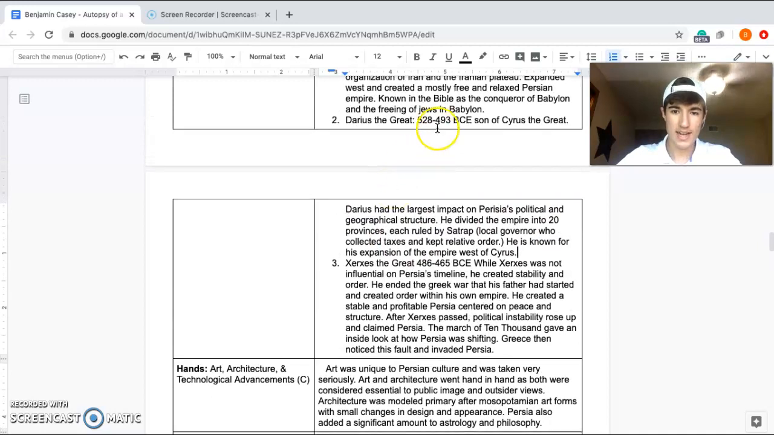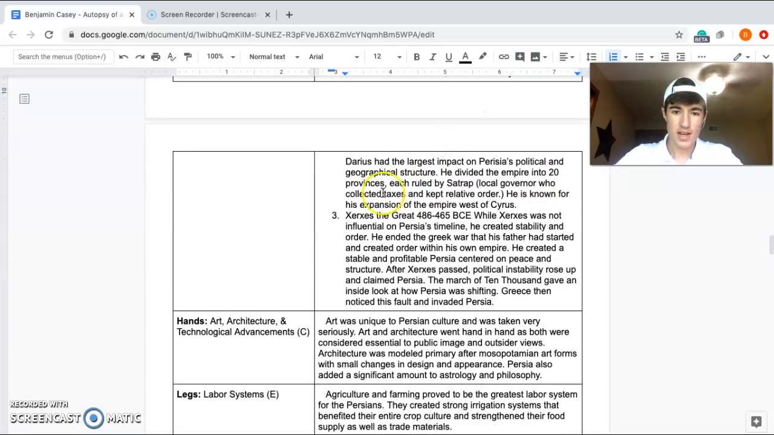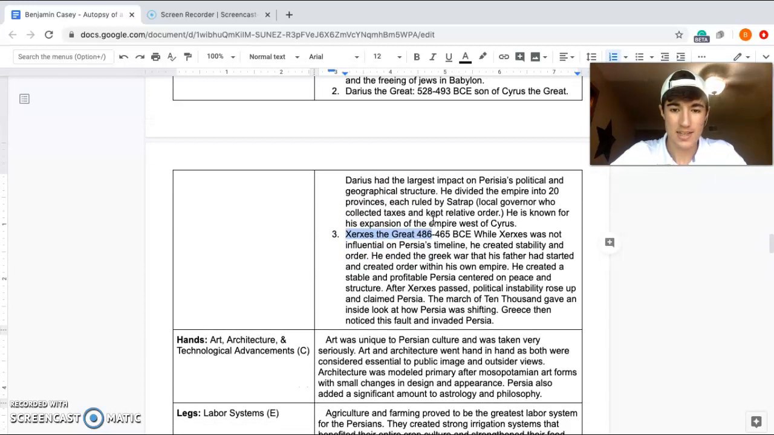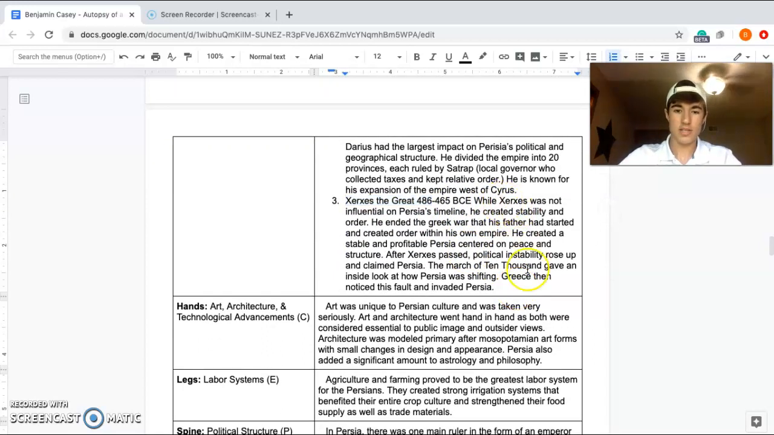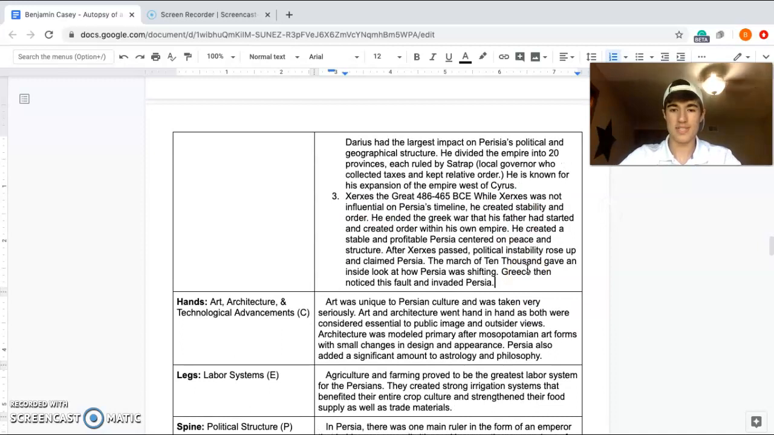Once Darius the Great died in 43, his son Xerxes the Great took over in 86. He takes over in 86. And while Xerxes was not very influential on Persia's timeline, he wasn't known for any huge conquerings or land stealing or whatever you want to call it. He did create stability and order. He helped Persia recover after their war with Greece that his father started.